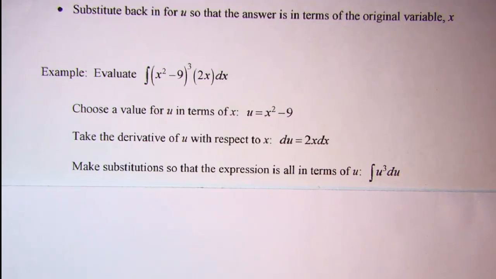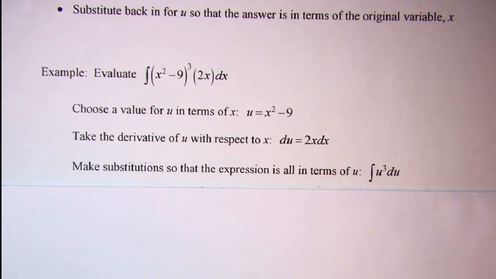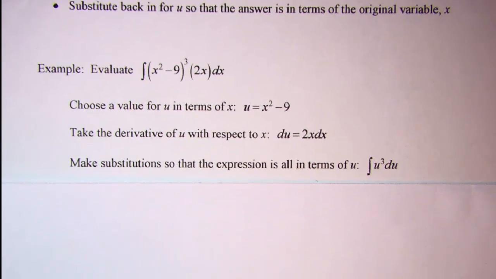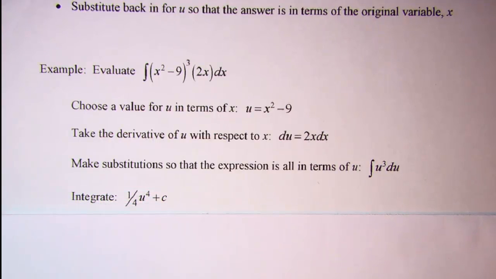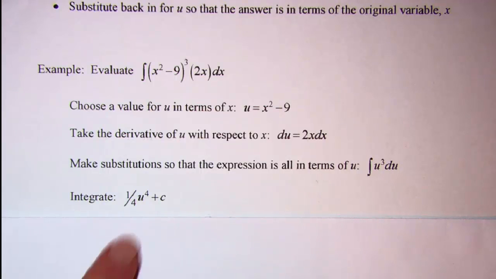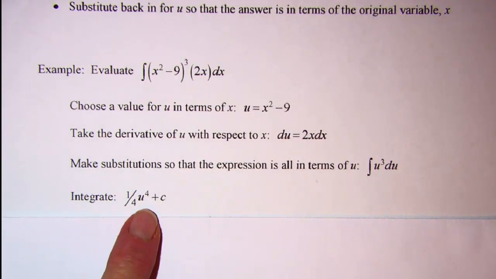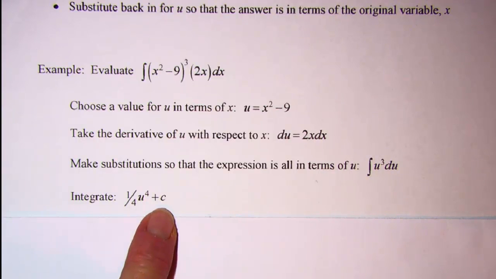Now we're going to integrate u cubed du. So we'll use the power rule. Increase the power by 1 and divide by the new exponent. So u to the 4th divided by 4, or 1/4 u to the 4th. And since this is an indefinite integral, we need to add that constant, so plus c.